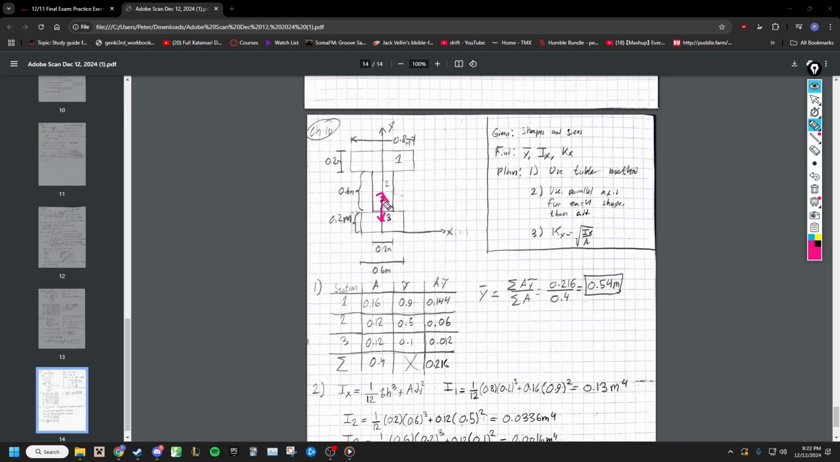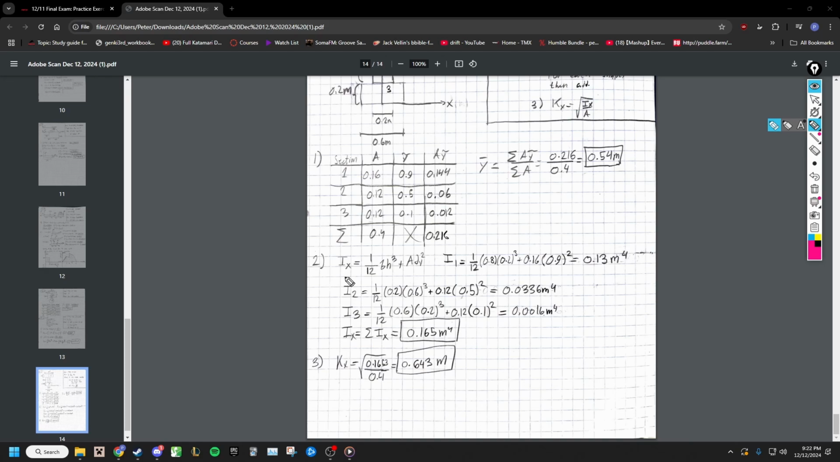The centroid for this shape is about here. It's actually a little bit above here. It's about 0.5, so it's about here. So it'll be this distance. That's how we approach these problems. And for this one, I use the table. That's what I recommend you do. It's much longer. You can integrate it, it's a pretty simple integral, but you can just plug in the formula. For the I of x, it's just 1 over 12 the base times the height cubed, plus A dy squared. And you just follow that through for each shape.